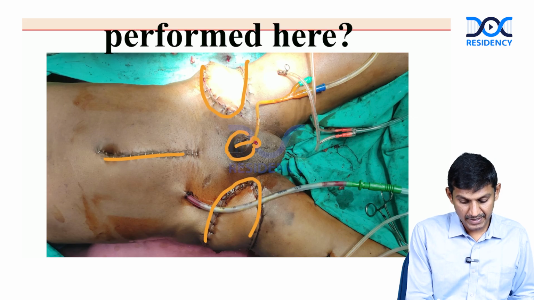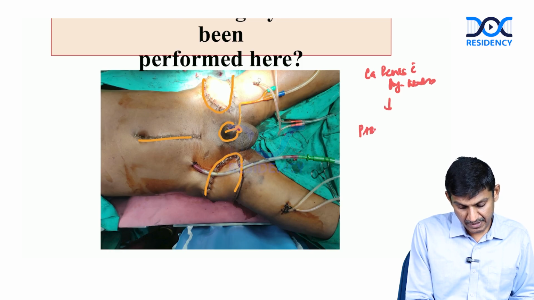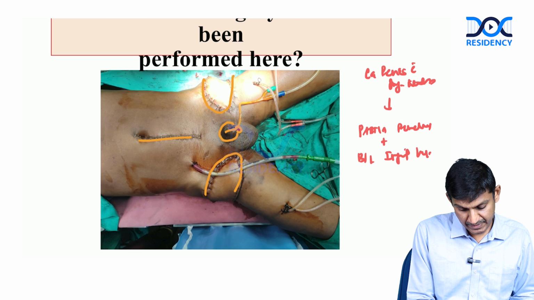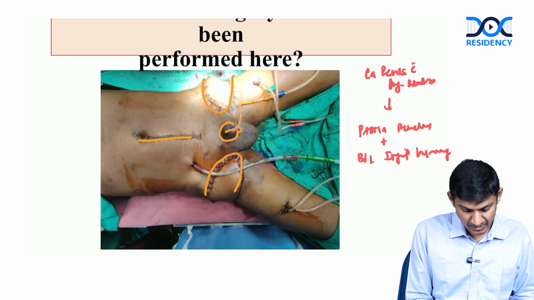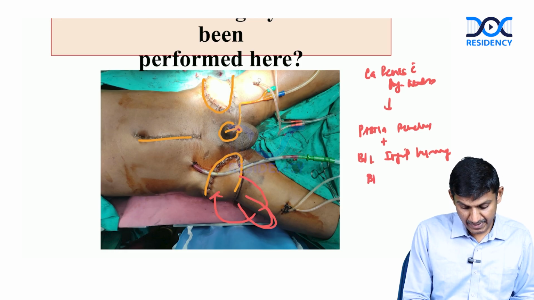So this is probably a case of CA penis with inguinal nodes. So what we have done is a partial penectomy along with bilateral inguinal lymphadenectomy. And along with that, you have created a flap. That means you have taken a flap on the lateral aspect and we have rotated it like this. So we have put a bilateral tensor fascia lata flap.